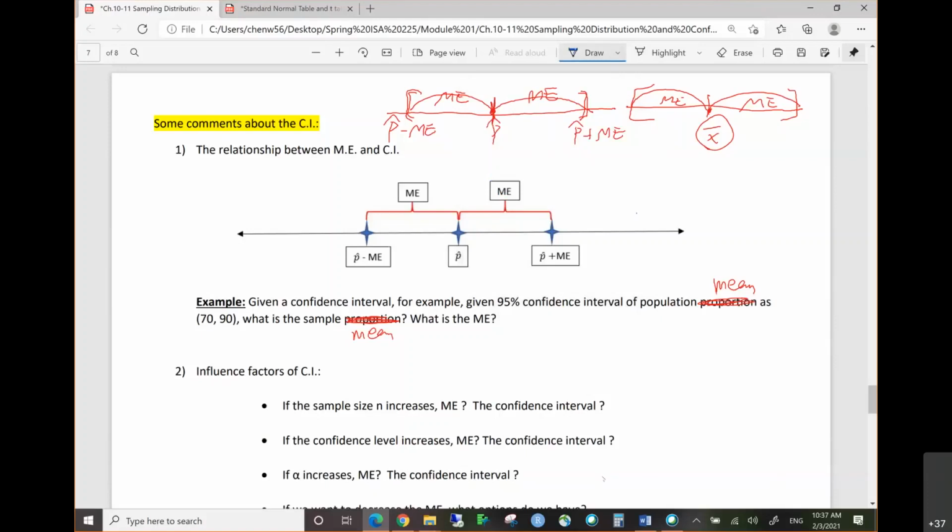Colton, what do you think? Colton, are you there? Yeah. So what will be the sample mean?